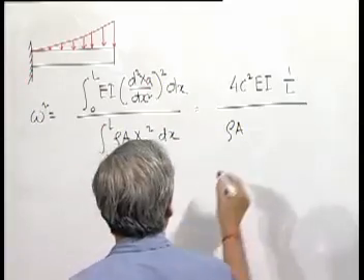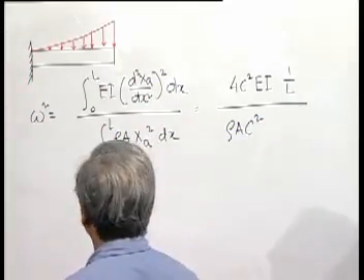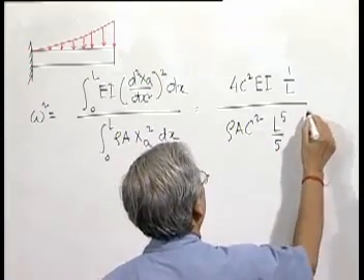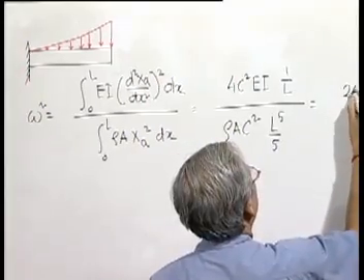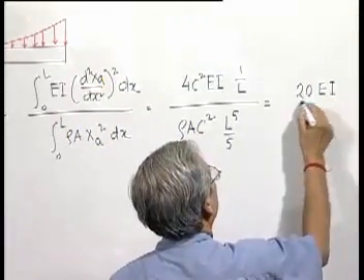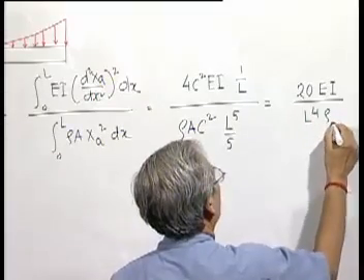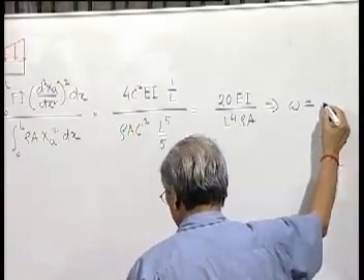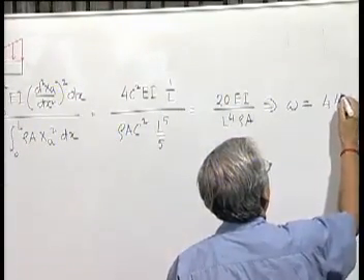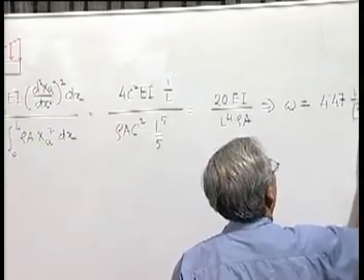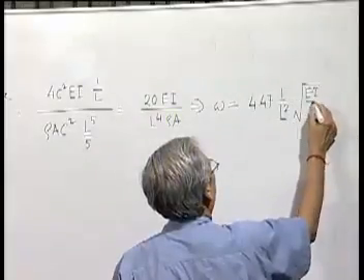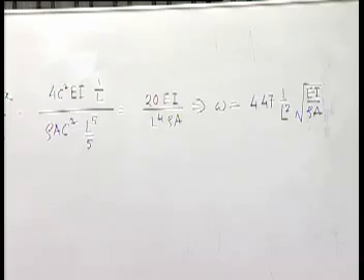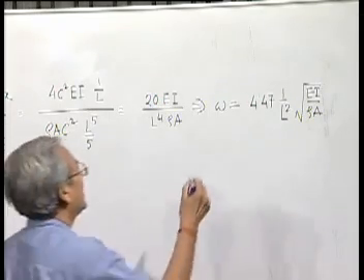x², that is c² x to the power 4. If you integrate it, it will be simply L to the power 5 by 5. So that is 20 EI by L⁴ rho A, or omega is approximately square root of 20, which is 4.47. So this is the value we get by using simple or straightforward Rayleigh's.